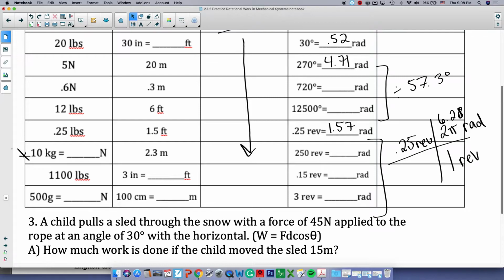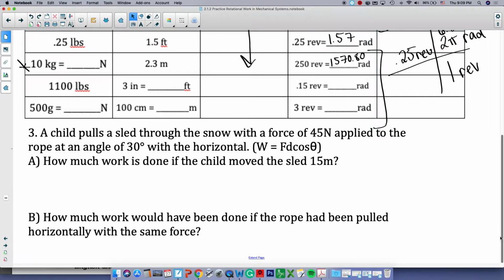So 1,570.80. So that's a little bit larger number. Okay, and that's pretty much how you do your conversions. So tracks helps. So I would suggest using tracks when you're doing these rather than just trying to think about it. Tracks are probably the quickest way to do it.